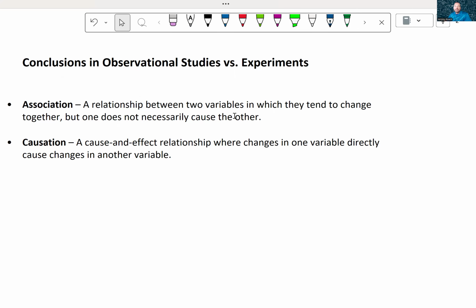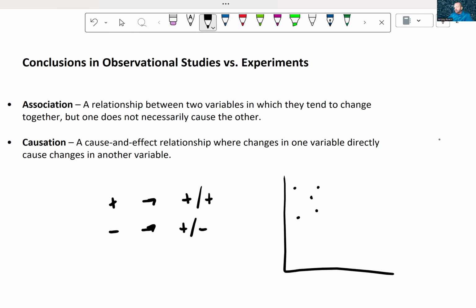We have positive and negative associations, where positive association means that as one variable goes up, the other one goes up. So positive association means that as one goes up, so does the other. And we have a negative association, which means that as one variable goes up, the other one goes down. And then no association means that there's no clear relationship between the variables. And we saw that earlier when we were looking at scatter plots. No association would be like just random dots. We don't know if there's a positive or a negative association.